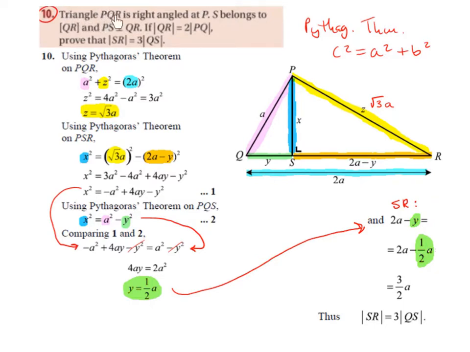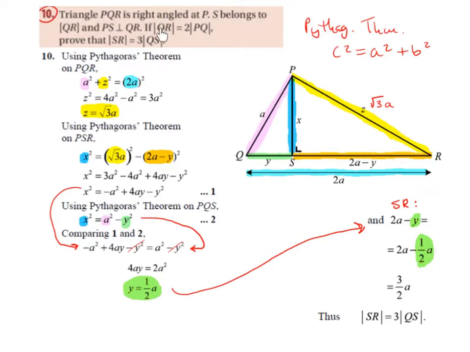Triangle PQR is right angled at P. S belongs to QR. So this is QR, and this is the point S. And PS is perpendicular to QR.